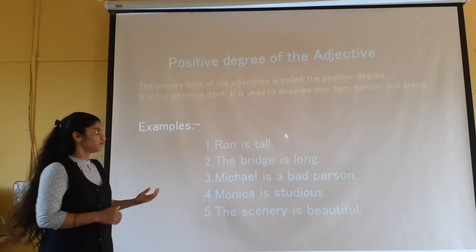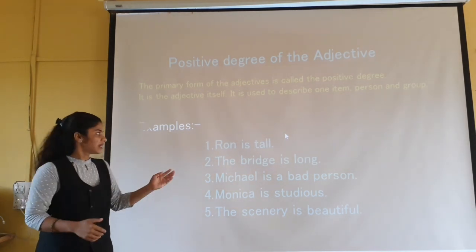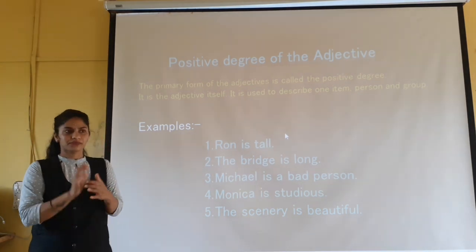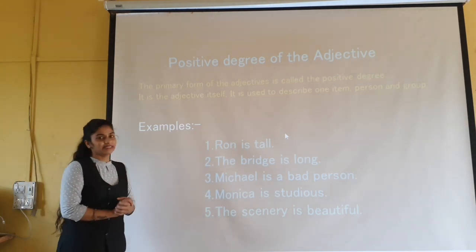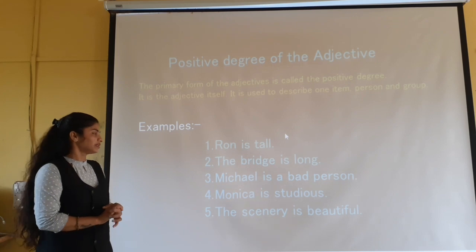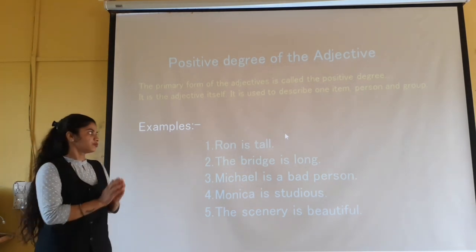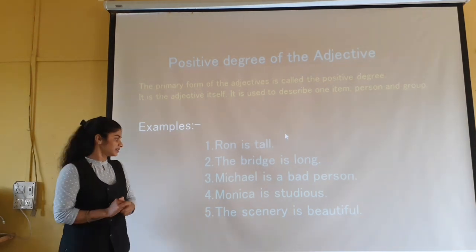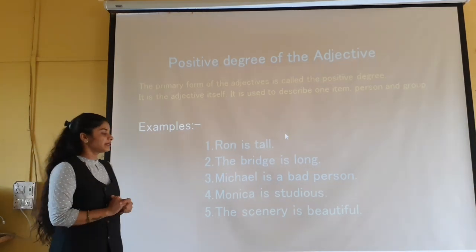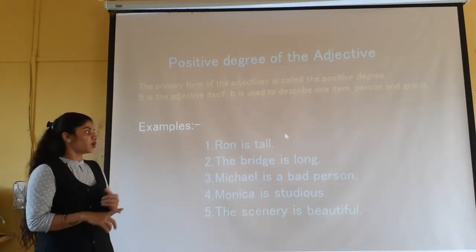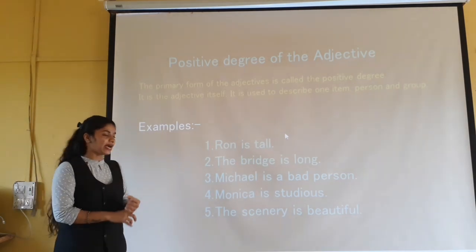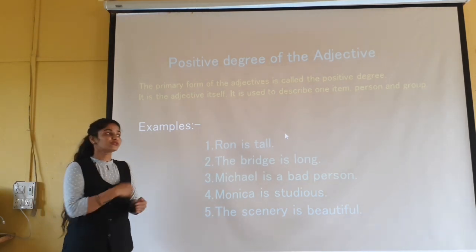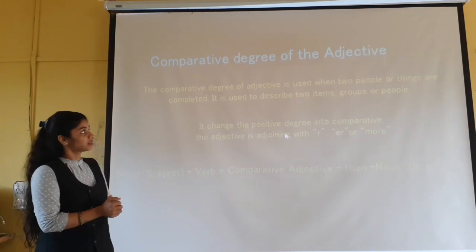Ron is tall. If you notice, you can see Ron is the name of a boy. Is is your helping verb. And tall is the adjective. As we have learned in our kinds of adjective lesson, tall is the quality of Ron. It tells how Ron was. So Ron was tall. The bridge is long. Michael is a bad person. Monica is studious. The scenery is beautiful. Dear kids, if you notice, tall, long, bad, studious and beautiful are the adjectives. But they will remain the same in positive degree. Now let's go further and see what is happening with those words.